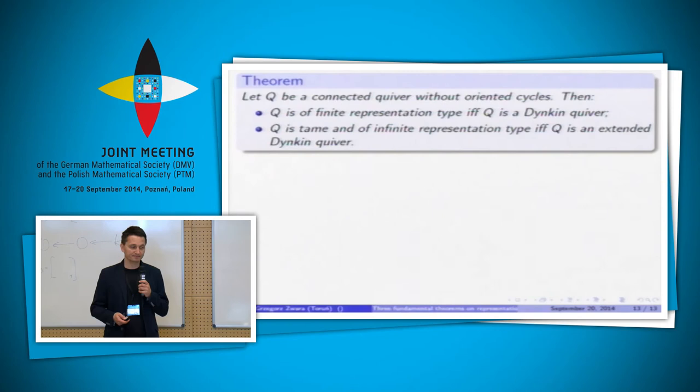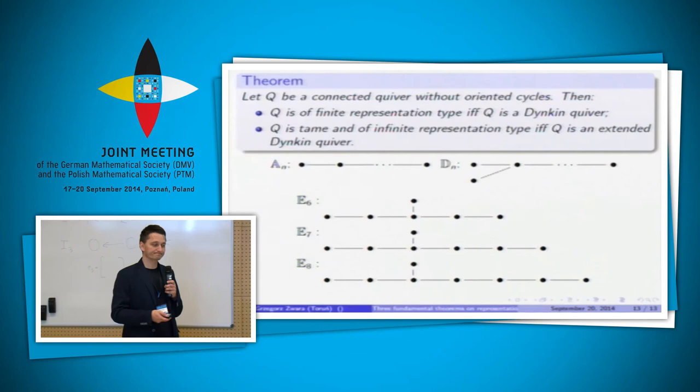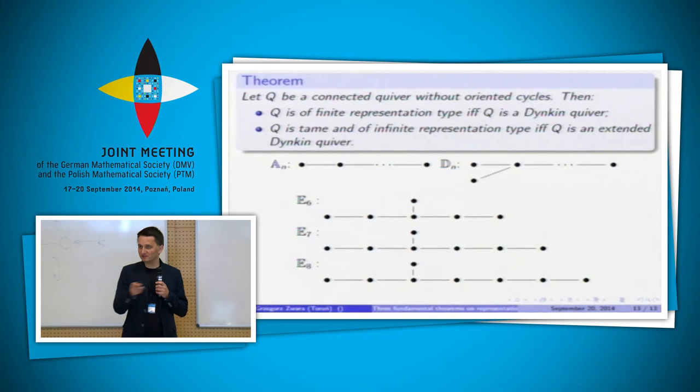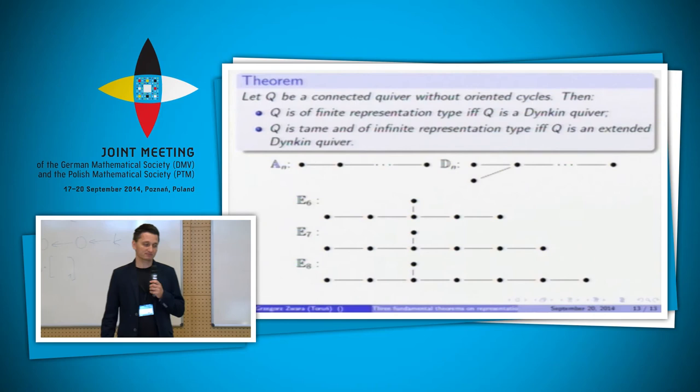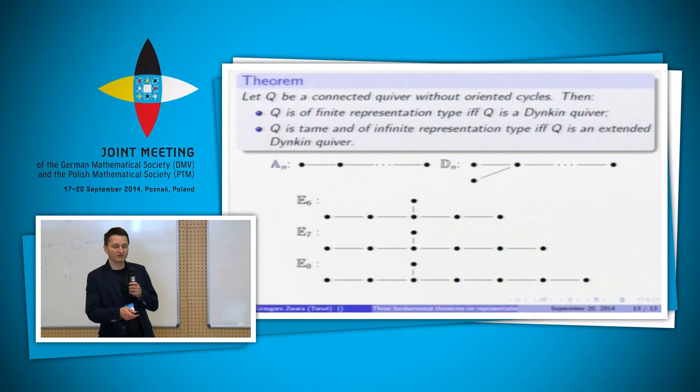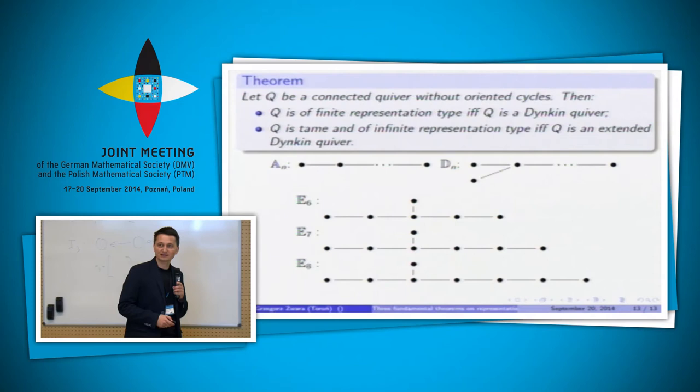Well, Dynkin quivers we know. I mean, on each edge you should put an arrow; the orientation doesn't matter. So A_n for n greater or equal to 1; in the past we had the example of A3. D_n for n greater or equal to 4, where the two vertices at the end are split like this. And three special cases known as E6, E7, E8.